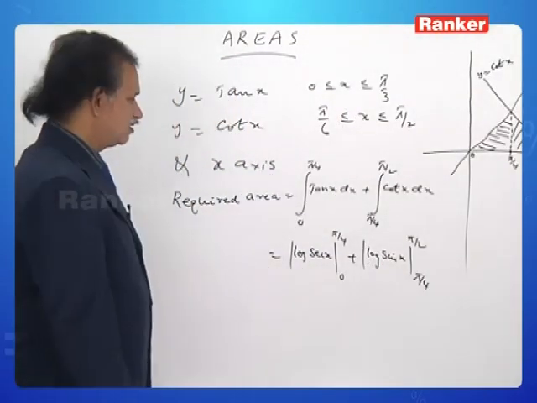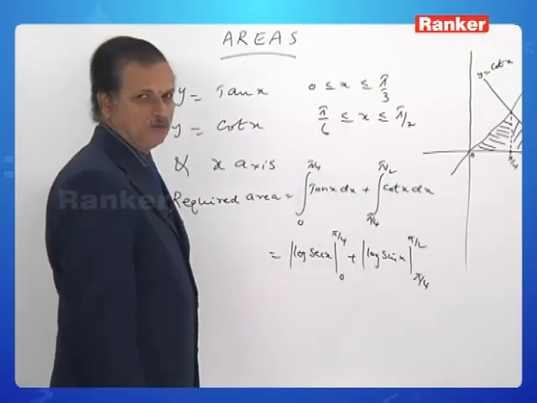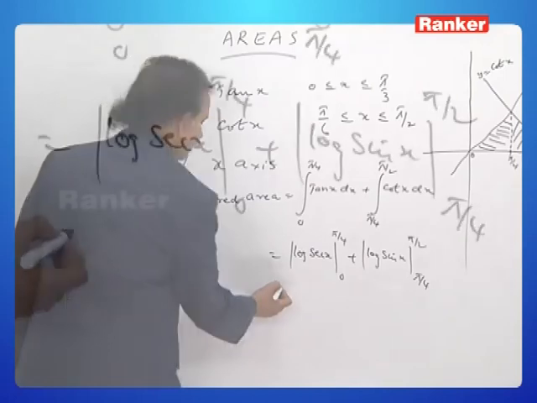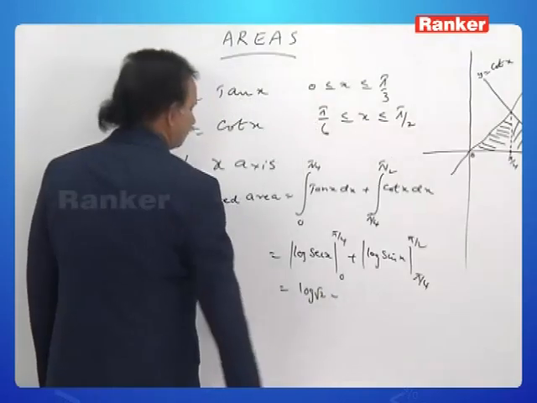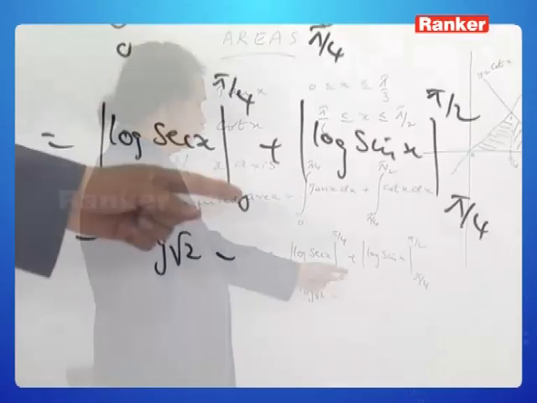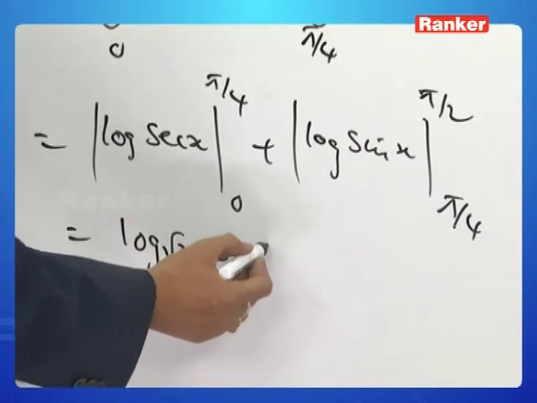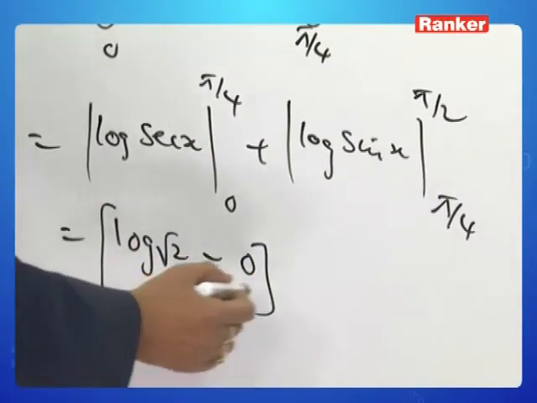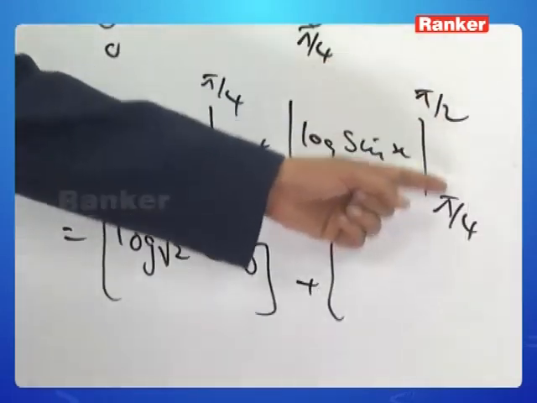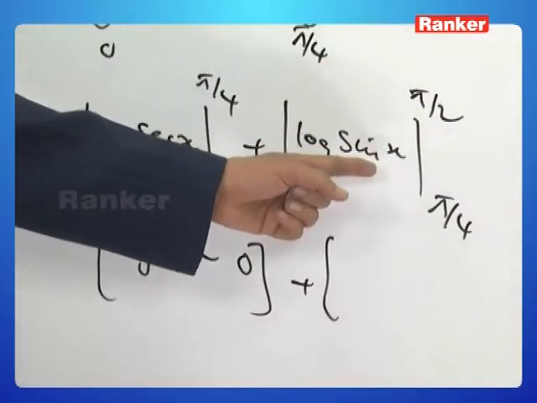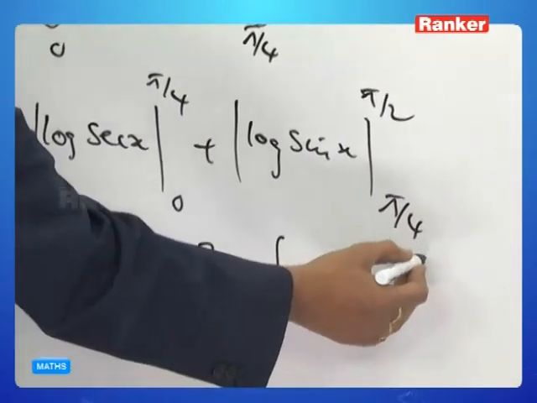Come on, let us substitute the limits. Secant pi by 4, secant 45, what is that? Root 2. So it is log root 2 minus secant 0. Secant 0 is 1, log 1 is 0. So the first part is log root 2 minus 0 plus, come on, pi by 2. You substitute these limits. Sin pi by 2 is 1 and log 1 is 0. So 0 minus pi by 4.